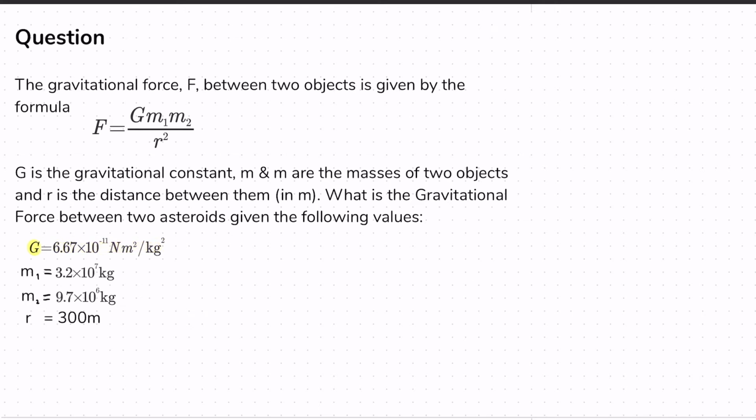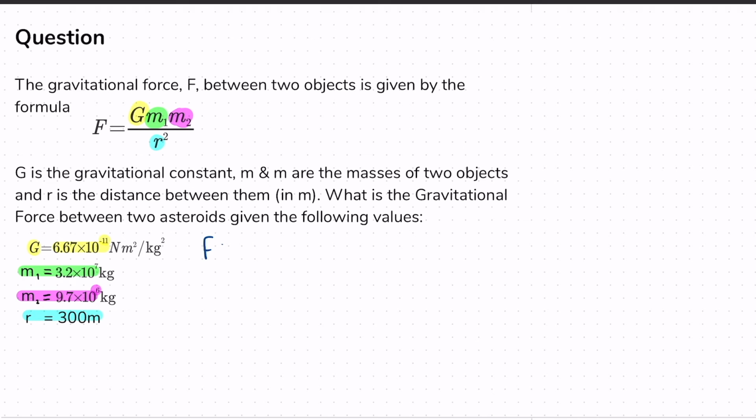So we are going to substitute in this number for this. Our first mass, M1, is this number here. Second mass, M2, is this number here. And finally, let's go with the blue. Ooh. Our R value is 300.